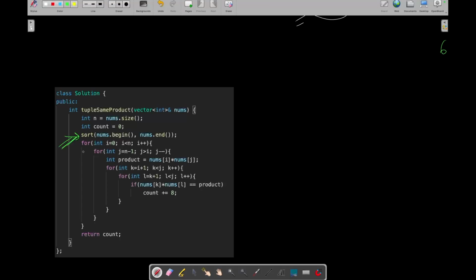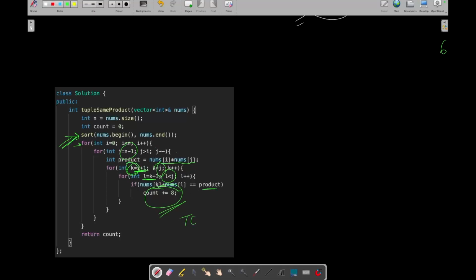So we will sort it, and then we'll run an i loop, and then we'll run a j loop from n minus 1, and then we will calculate its product, and then we will start a k loop from i plus 1 with less than j, an l loop with k plus 1 with less than j, and we see if their product equals the product, then we will simply increment our count by 1.